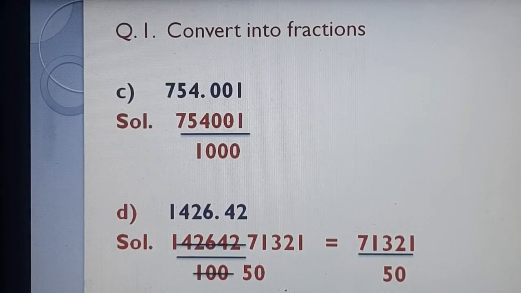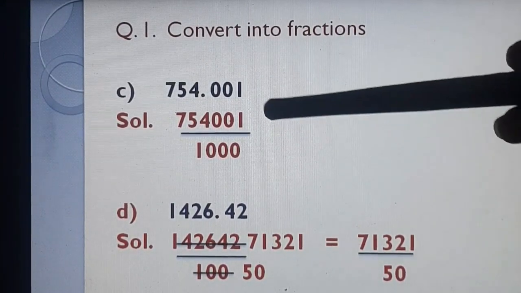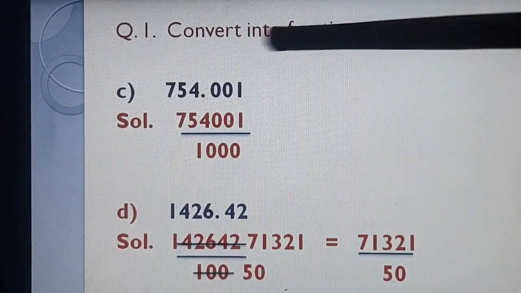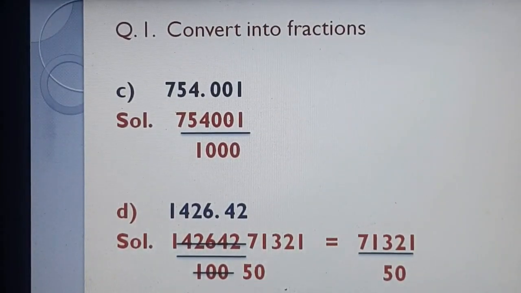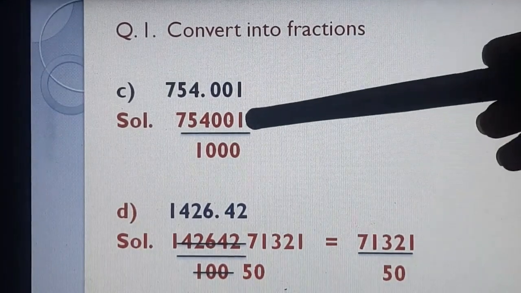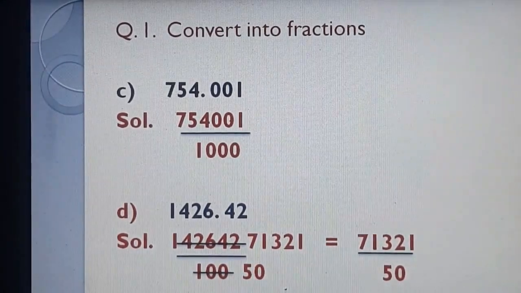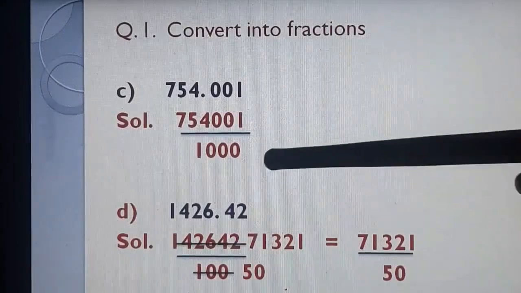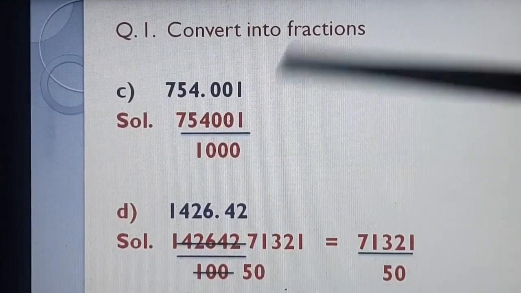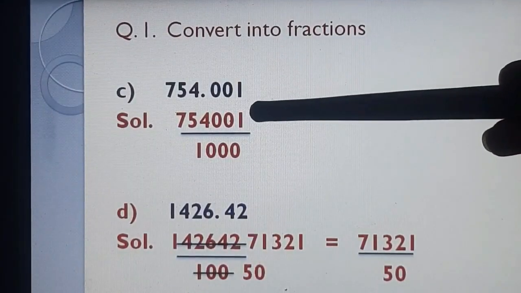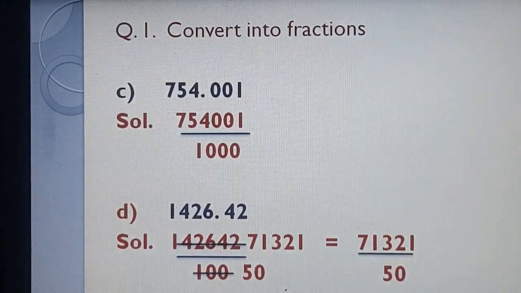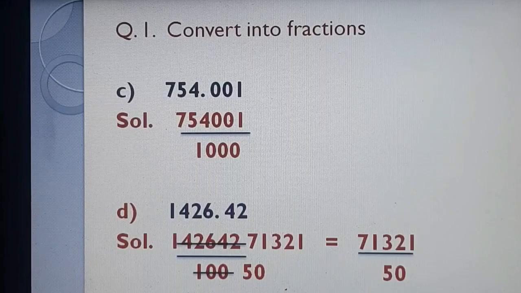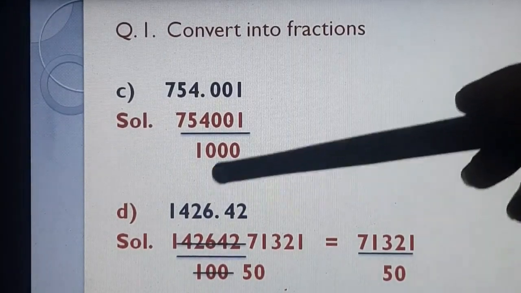Understood? So the fraction has become 754001 upon 1000. How will we read this? 7,54,001 upon 1000. 1000 is divisible by 2, 5 and 10, but this number is not divisible by 2, 5 and 10. So this is our answer only. No cutting is there, no cancellation is there. So it is our answer. D part.